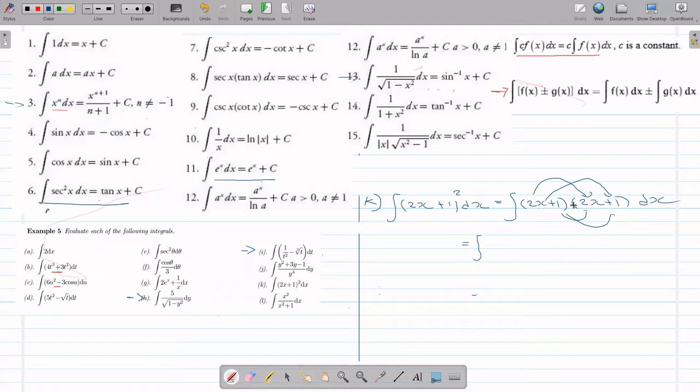So if I do by 2x, I get 4x squared plus 2x. And if I multiply the 1, I get 2x plus 1, another 2x plus 1 dx. Here I can combine these, no? So if I combine, I get 4x squared plus 4x plus 1 dx.